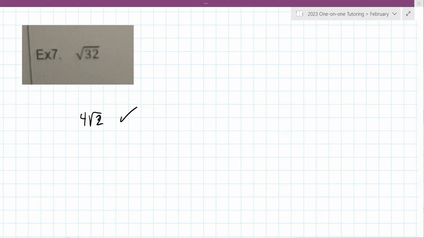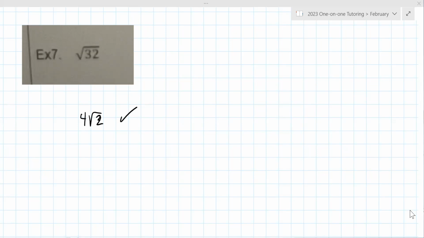Do you want me to give you more examples like this, or move on to the next set of problems? Because things kind of change a little bit here. Let's move on to the next set. Okay.